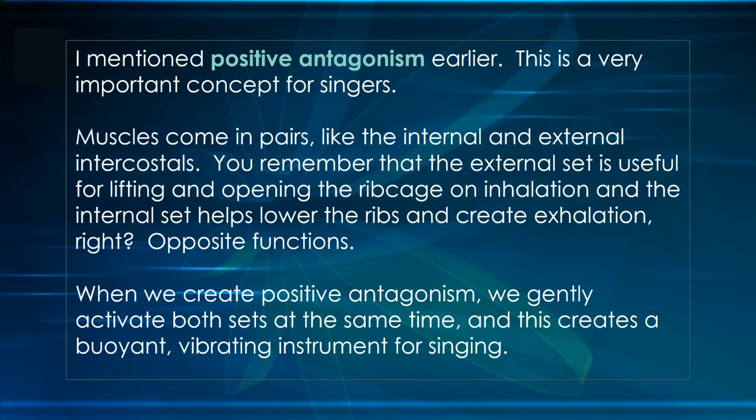I mentioned positive antagonism earlier. This is a very important concept for singers. Muscles come in pairs, like the internal and external intercostals. You remember that the external set is useful for lifting and opening the rib cage on inhalation, and the internal set helps lower the ribs and create exhalation, right? Opposite functions. When we create positive antagonism, we gently activate both sets at the same time, and this creates a buoyant, vibrating instrument for singing.